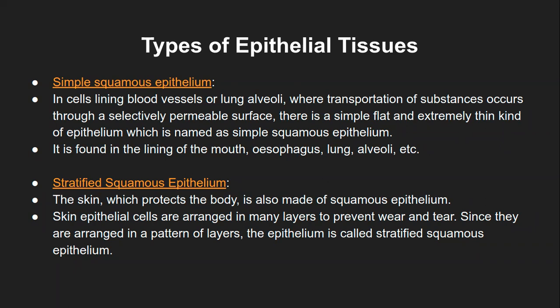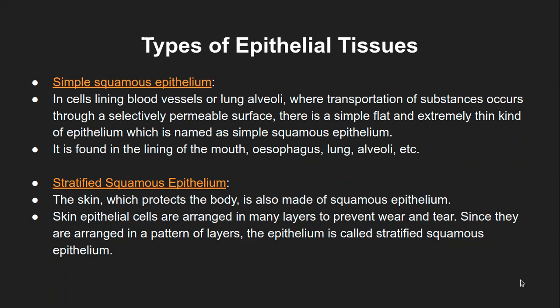Then the similar brother or sister of simple squamous epithelium, or let's say older sibling, is stratified squamous epithelium. Again, this is nothing but the layers of this squamous epithelium. The skin which protects the body is made up of squamous epithelium, which is stratified in nature, and that is why the outermost layer usually keeps shedding. The skin is relatively very thin. If you have ever got tanned and peeled that tanned skin, that is a very thin layer.